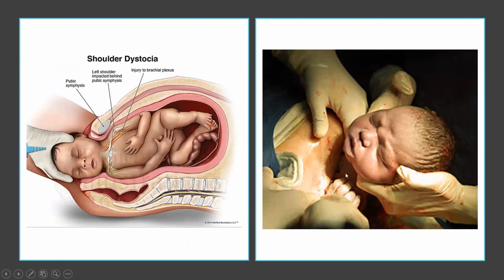And one of the signs that the shoulder dystocia is happening is the baby's head will come, and then it kind of turtles back in, and the shoulders don't immediately follow. So they call that the turtle sign. And as the baby is born, we want to be watching very closely for the turtle sign.